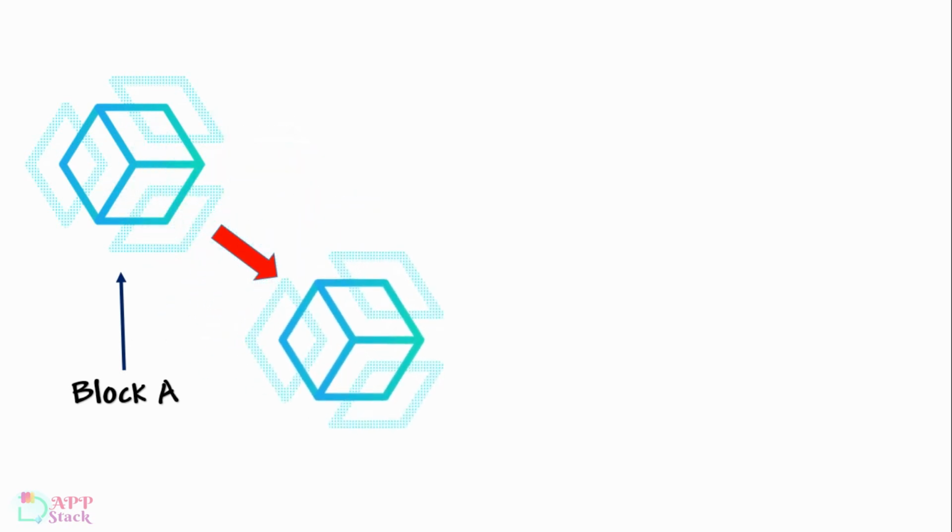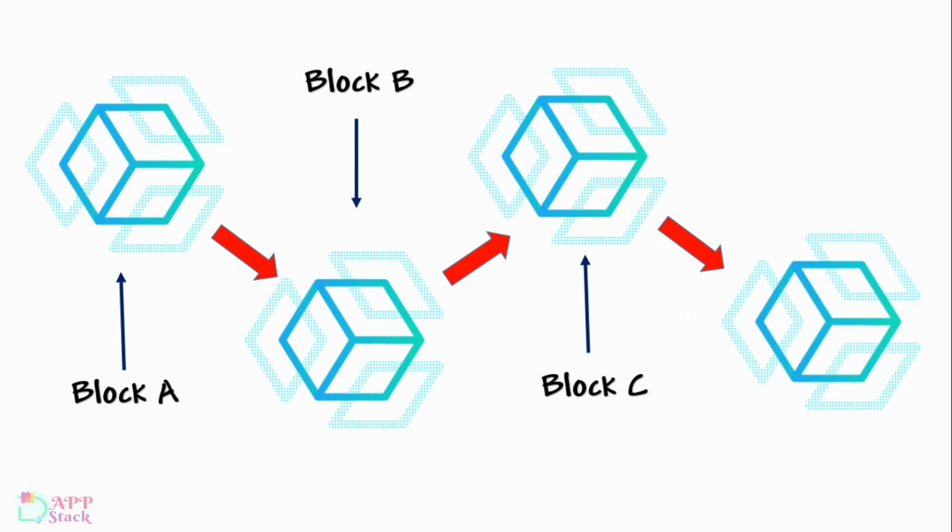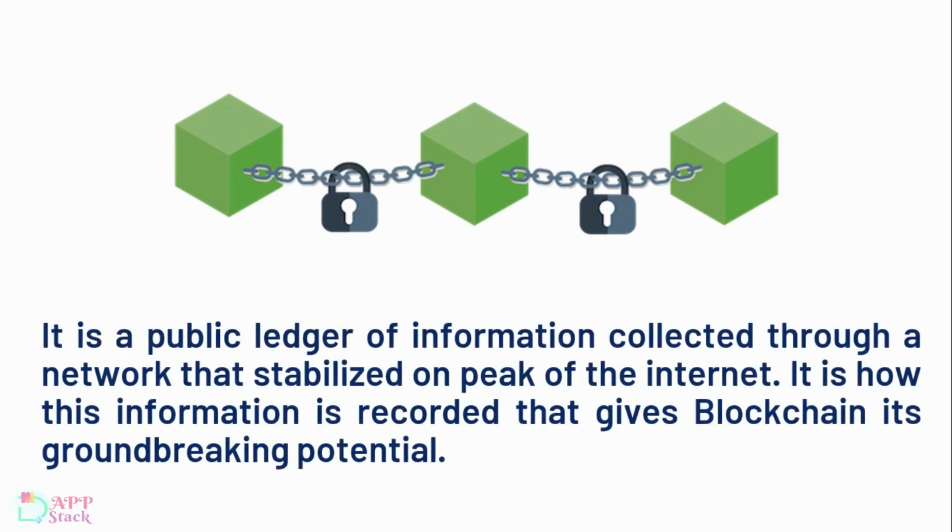The first thing that comes to our mind is what is a block? A block is a particular transaction, like a page in a book. When we create the first transaction over blockchain, it creates a root block. Now the second block defines where the money is traveling from one place to another. This creates the second block. This second block will save a record of the previous block, and that is the whole process of blockchain. Every block in the blockchain is chained together, making a huge series of blocks, so it is called a blockchain. Basically, it is a public ledger of information collected through a network that sits on top of the internet. It is how this information is stored that gives blockchain its groundbreaking potential.